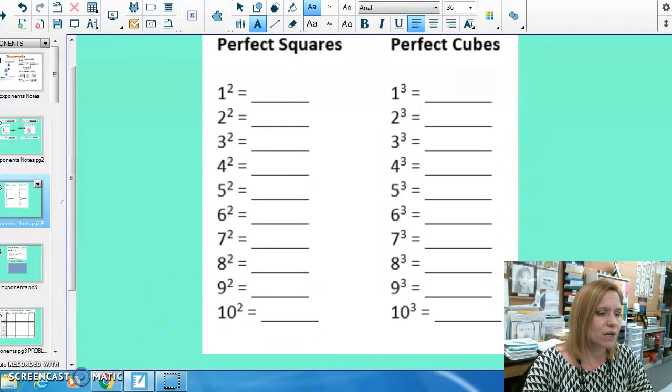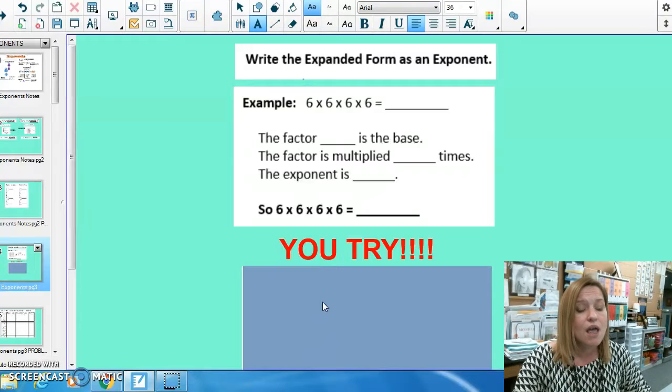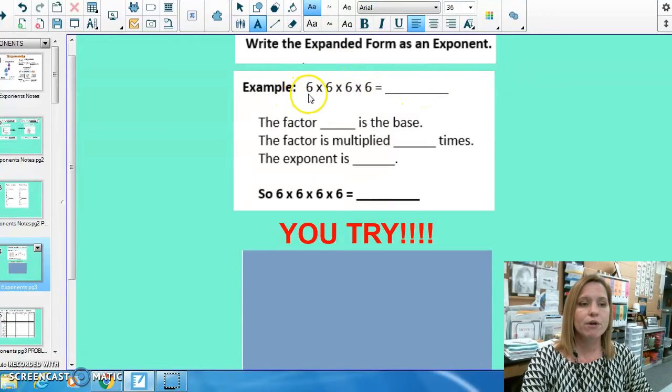All right, moving right along. Now that you learned a little about perfect squares and perfect cubes, we're going to look at how we write expanded form, the big long factor problem, into an exponent. So the problem we're going to look at right now is 6 times 6 times 6 times 6.